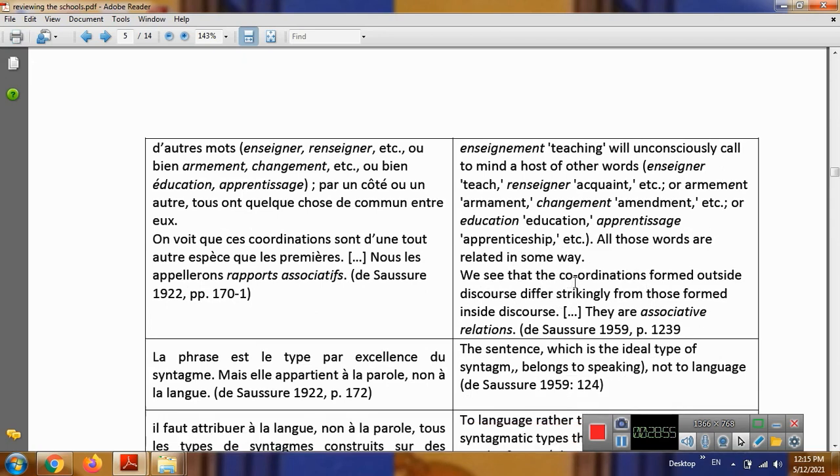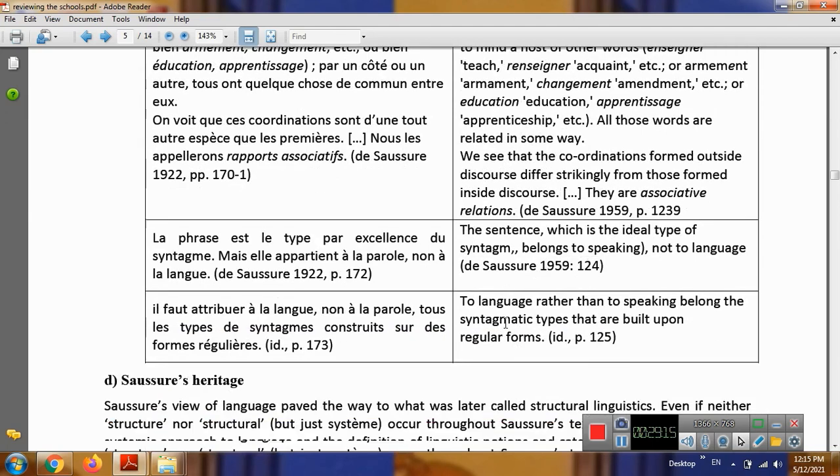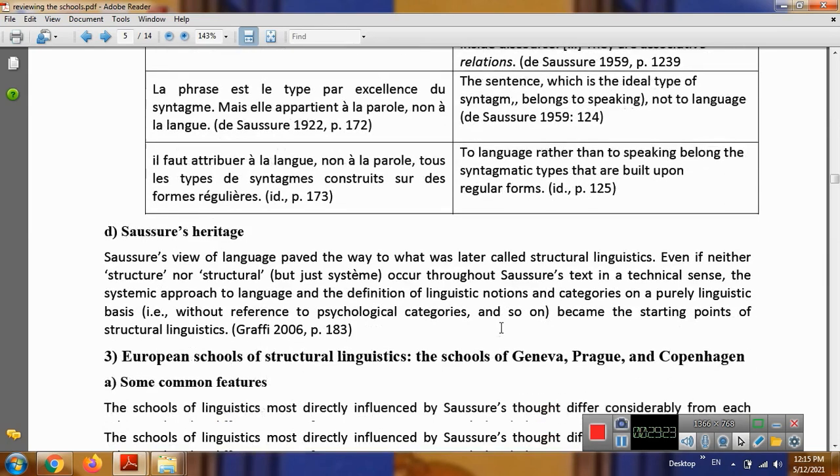We see that the coordinations formed outside discourse differ strikingly from those formed inside discourse. They are associative relations. The sentence, which is the ideal type of syntagm, belongs to speaking, not to language. To language rather than to speaking belong the syntagmatic types that are built upon regular forms.